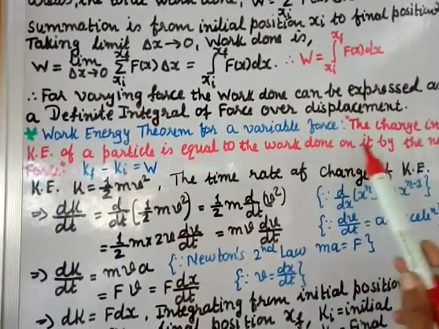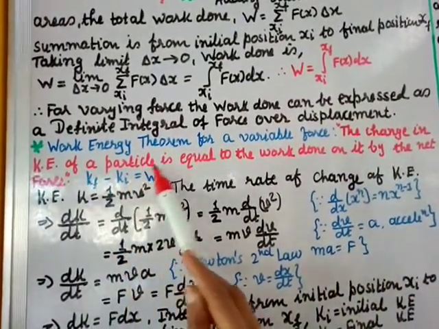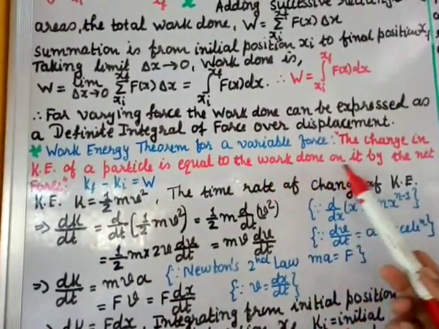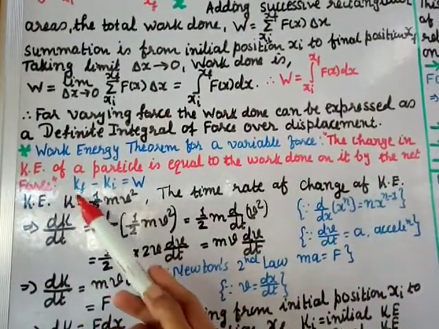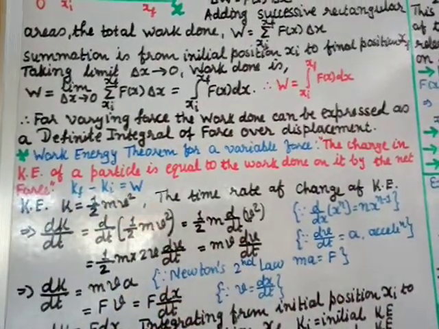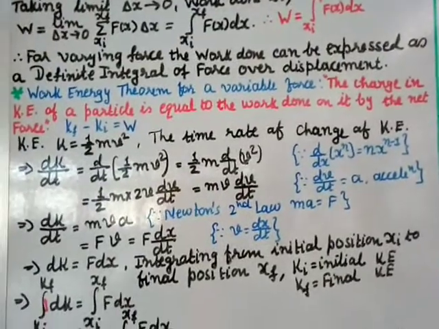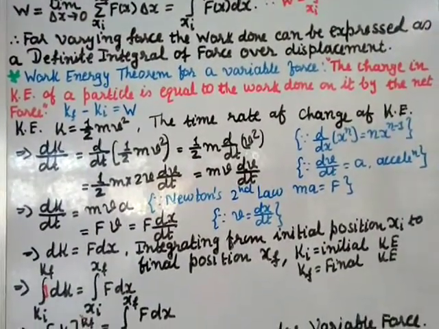I have written the statement that the change in kinetic energy of a particle is equal to the work done on it by the net force. So kf minus ki equal to w. So that is a proof of work energy theorem for variable force.